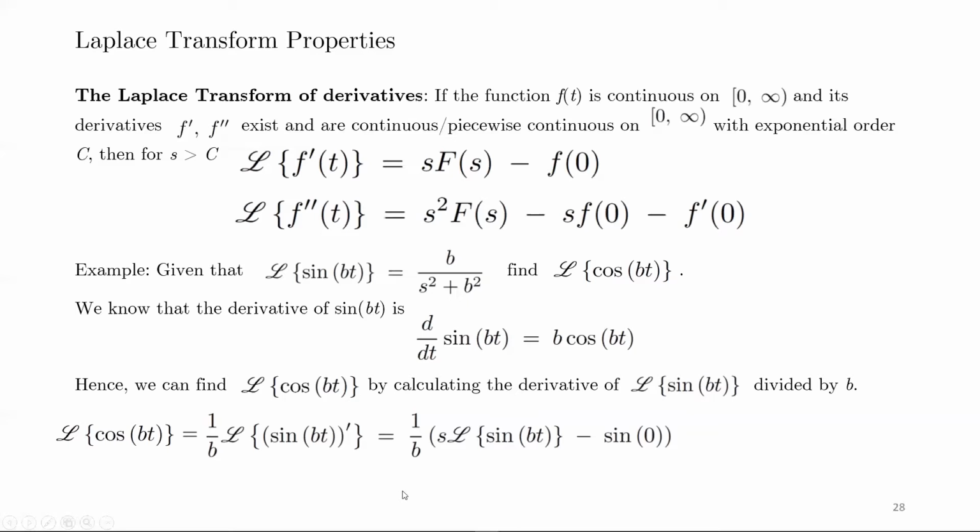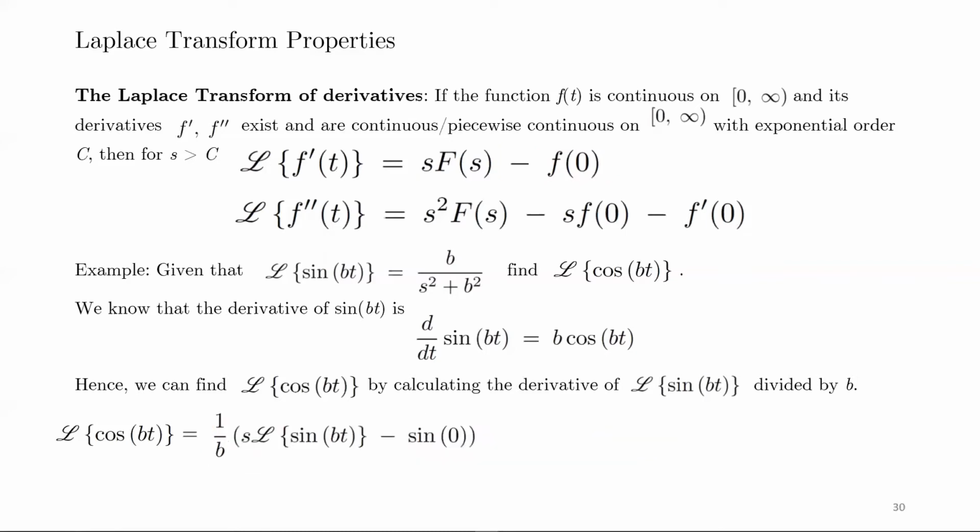According to my property of derivatives, the Laplace transform of the derivative of sine of bt is equal to s times the Laplace transform of the function, so s times the Laplace transform of sine of bt, minus the function evaluated at 0, so sine of 0. It turns out that sine of 0 is 0, so that's easy. So we just get 1 over b times s times the Laplace transform of sine of bt. So just equating those terms there.